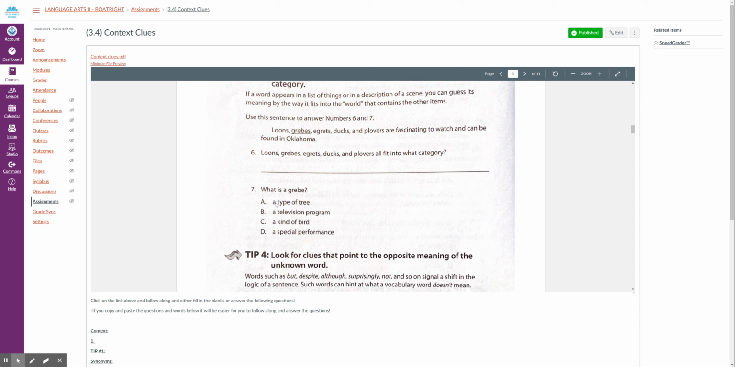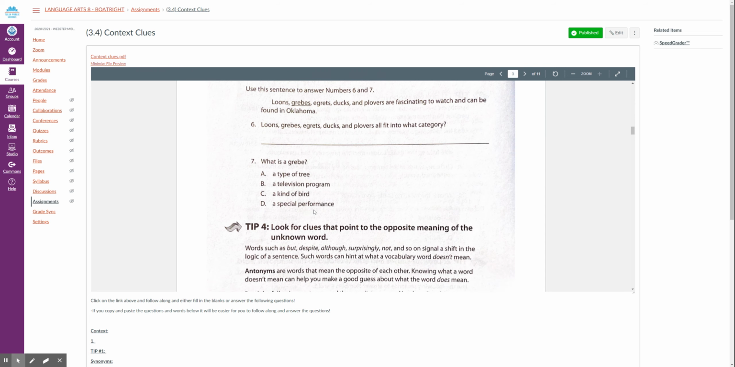This kind of gives it away. Number seven, what is a grebe? Is it A, a type of tree? Are ducks a type of tree? Probably not. So B, a television program. C, a kind of bird. D, a special performance. So is it A, B, C, or D? Number seven.